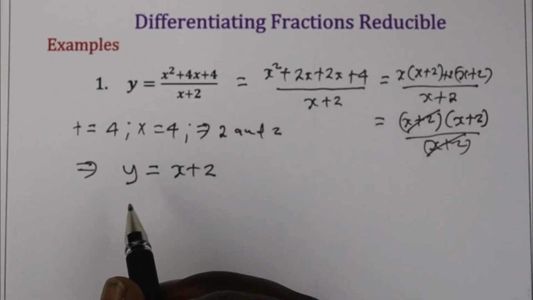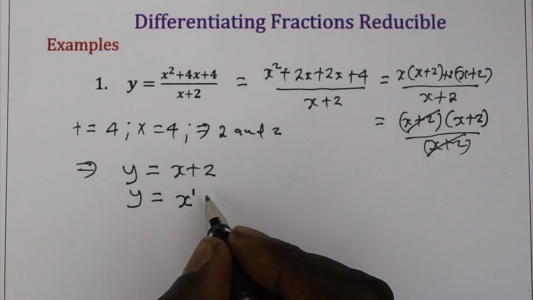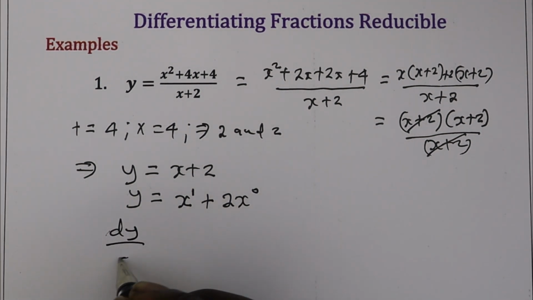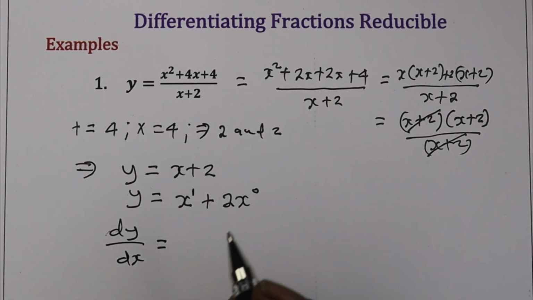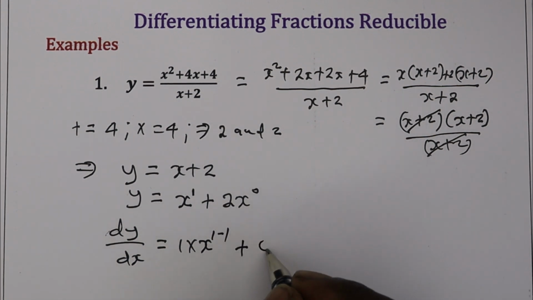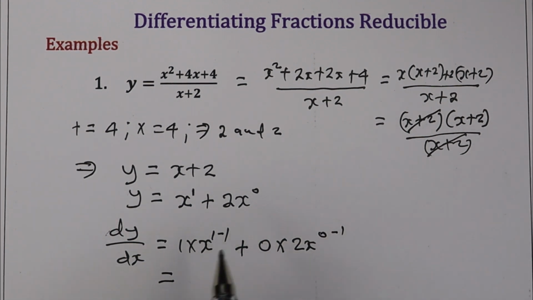So this is what we are going to differentiate. So like I said before, it is safer to write this as y is equal to x raised to power 1 plus 2x raised to power 0, so that dy/dx is the same as you multiply by the power, that is 1 times x, reduce the power by 1, plus, you multiply by the power, 0 times 2x raised to power 0 minus 1. So you'll find that this is 1 times x raised to power 0, and x raised to power 0, according to the laws of indices, is the same as 1. So you have 1 times 1 plus, you have multiplied by 0, so that is 0. So that your final derivative is 1.